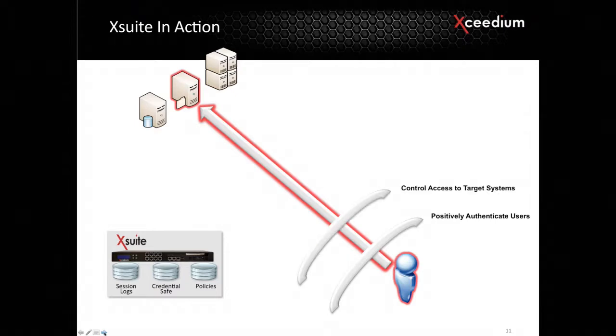Controlling access to target systems. Just because you're authenticated doesn't mean you have access. So, separating that authentication from access to specific devices, and monitoring those sessions in a proactive way and being able to prevent unauthorized commands. If you're not supposed to be able to drop database or drop table, then the system shouldn't let you do that.